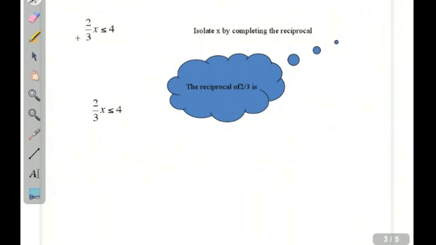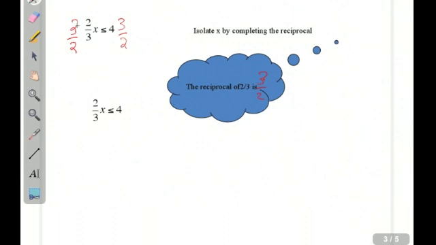Alright, so we have this inequality: 2/3 of x is less than or equal to 4. The way we're going to solve this is by using reciprocals. Now, the reciprocal of 2/3 is 3/2. And so what we're going to do is apply this concept, 3/2, to both sides.